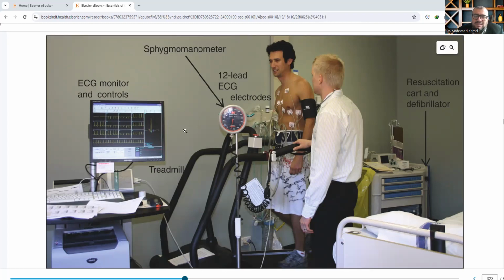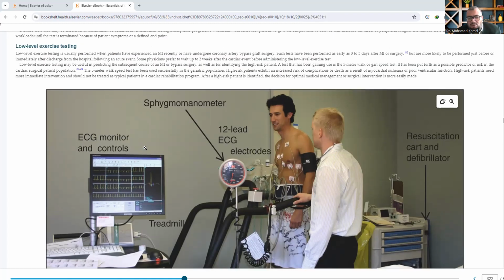And through this screen, we can see the ECG monitoring and controls to see if there is any change to the EKG or the ECG pattern of the patient during exercise. So it is a whole setup. It is not just walking on the treadmill without any prior arrangement. No, it is a whole setup.